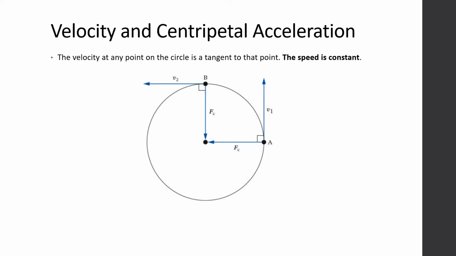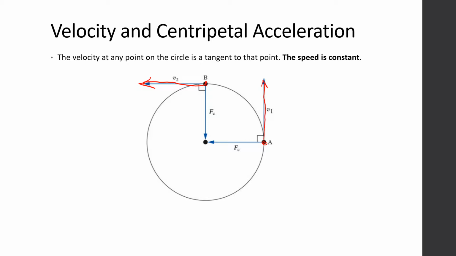So now we're considering the velocity in the circle and centripetal acceleration. So we can draw the velocity at any point on a circle as a tangent to that point. So if we look at point A here, we can see the velocity is pointing northwards if we draw a tangent. That's V1. If we look at point B, again, the velocity is a tangent. You can see the arrow is the same size. So what does that tell us about the speed? It tells us the speed is constant. It's travelling at the same number of meters per second.